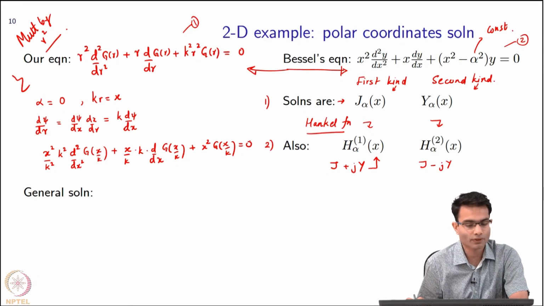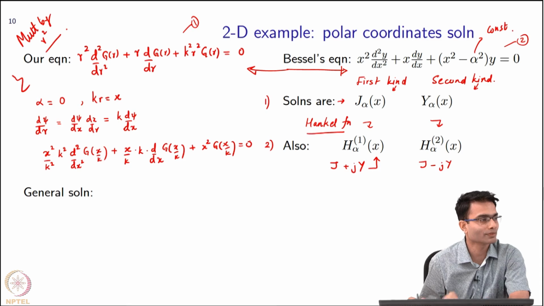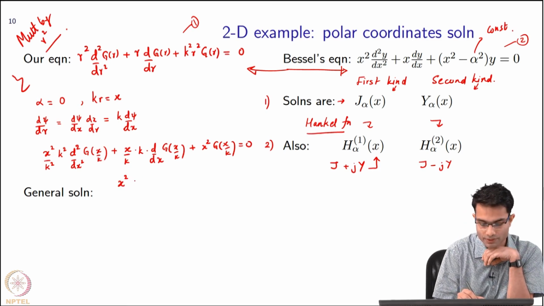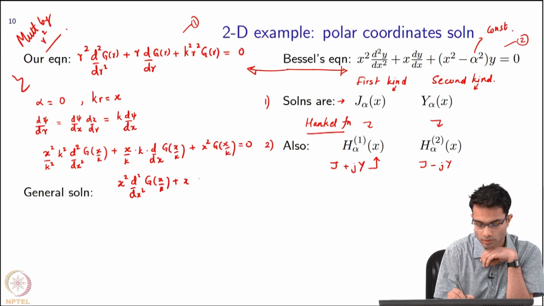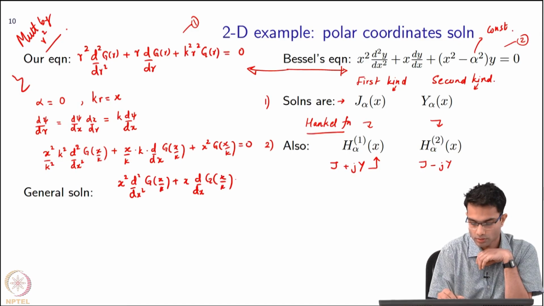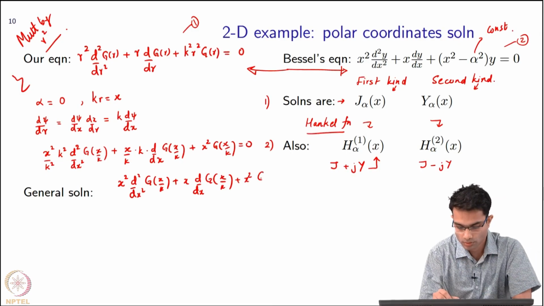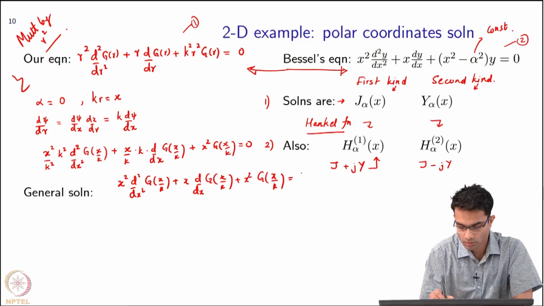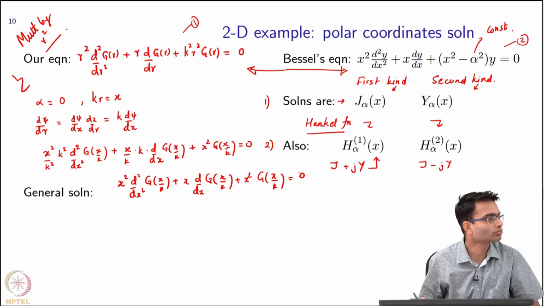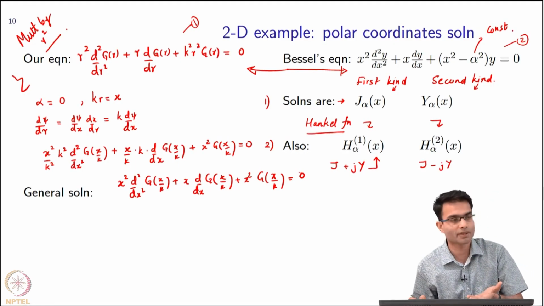So conveniently for us, all the k's cancel off, and I get exactly the Bessel's differential equation, which is as follows. Okay. So the general form can be, I know this is exactly the Bessel's differential equation.